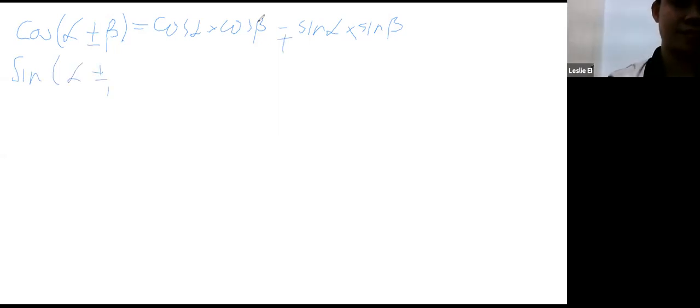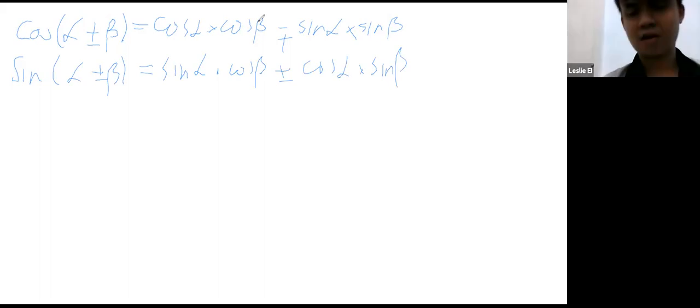If it is sine and I expand it, it will become sine alpha cos beta plus cos alpha sine beta, sine cos, sine cos. So let's say sine 75, you can change it to 30 plus 45, right? So you can apply that.